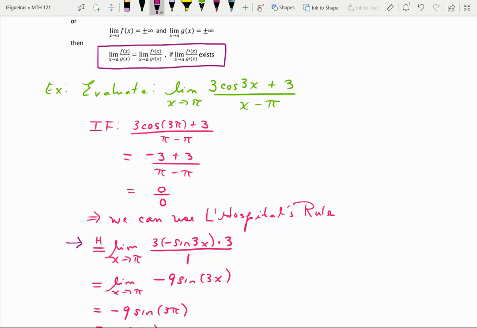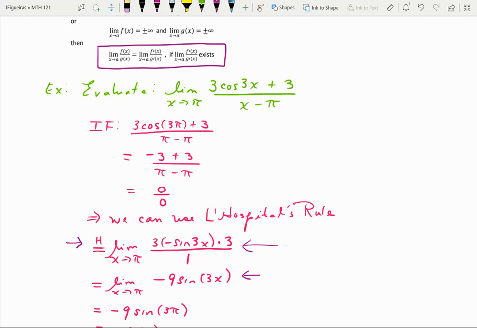So you have to apply the chain rule. I have 3 times negative sine of 3x times 3. That's the chain rule applied to this part of the numerator. The derivative of 3 is just 0, so you no longer see that in this line. And the derivative of your denominator is just 1, because the derivative of x is 1 and the derivative of pi is 0.